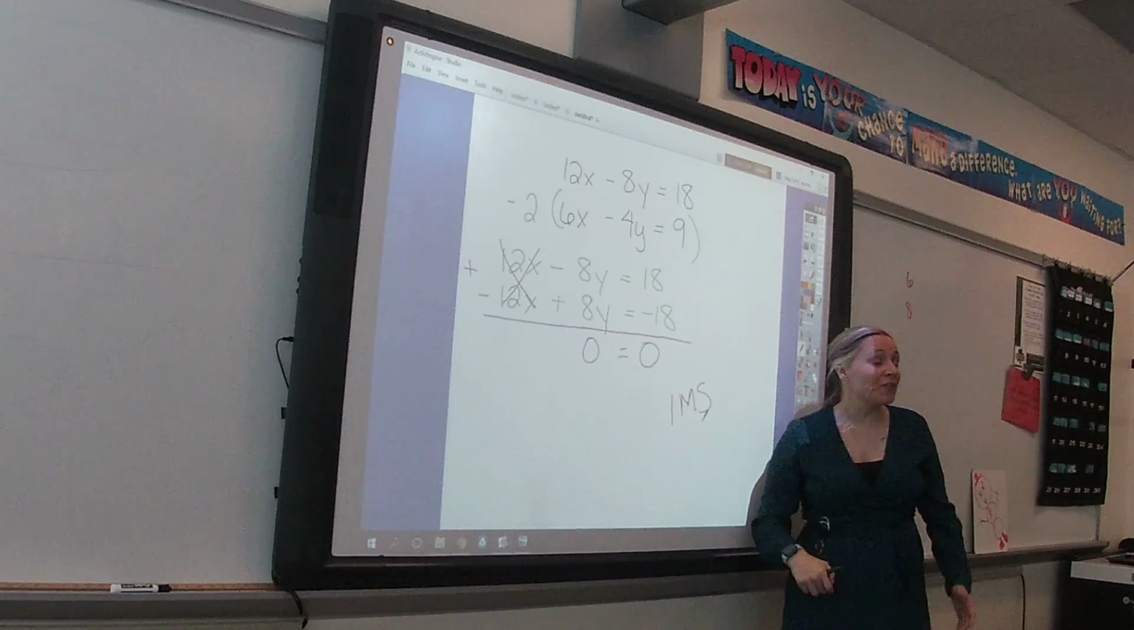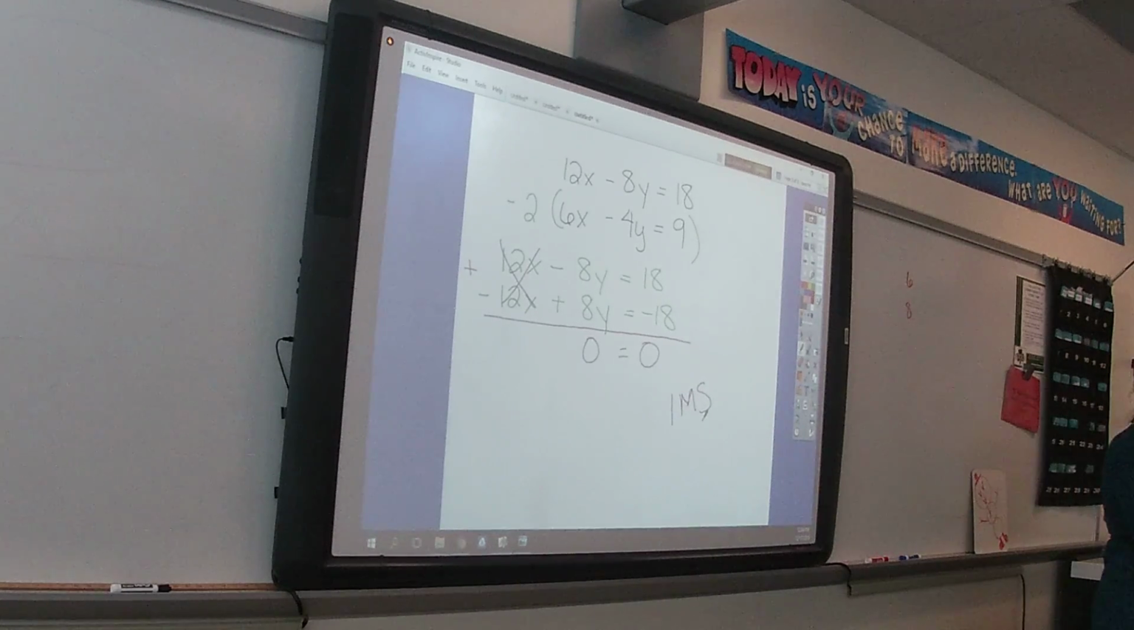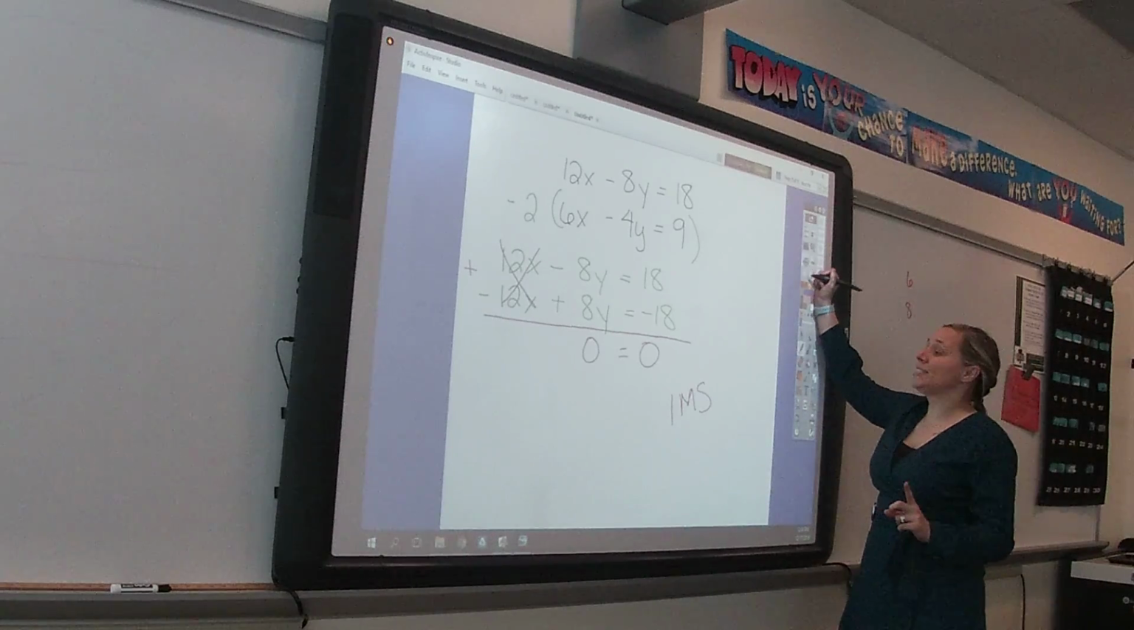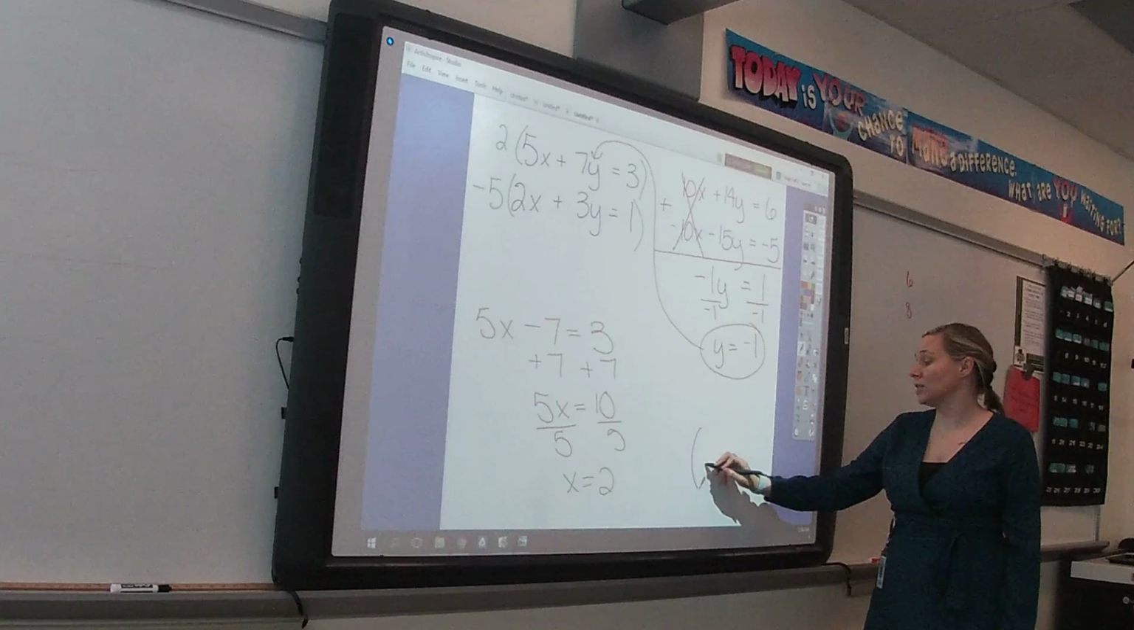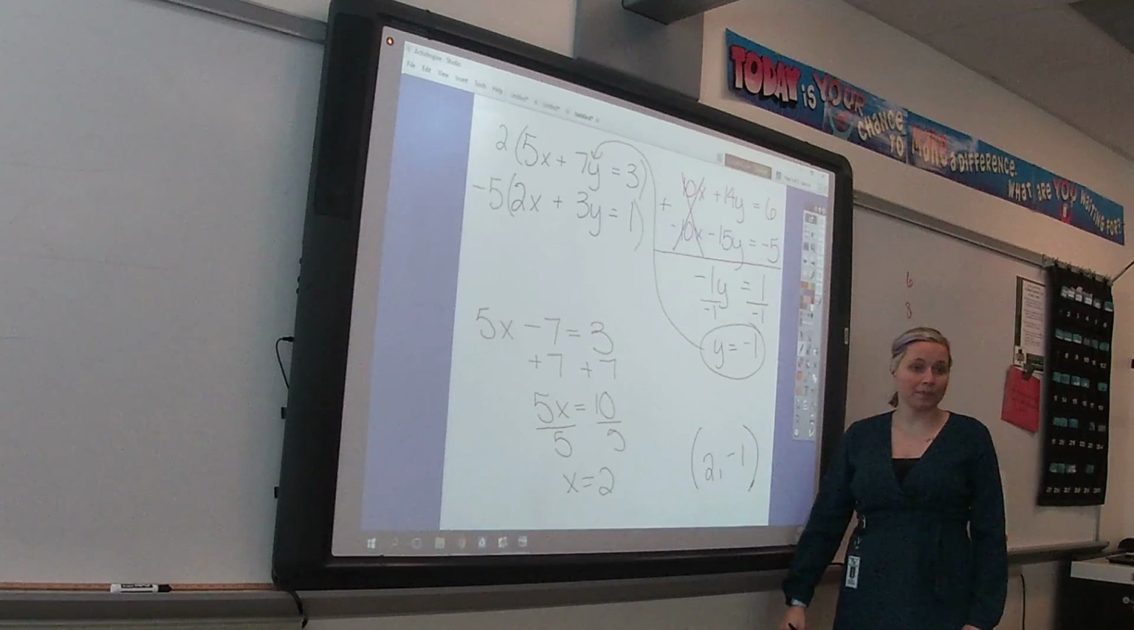If we were to graph these, they would be the same line. This would have to say something like 0 equals 10, which is a false statement, for it to be no solution. We're going to do some practice here in just a second. One solution is just one dot, when they intersect, like this. The one solution is 2 comma negative 1.